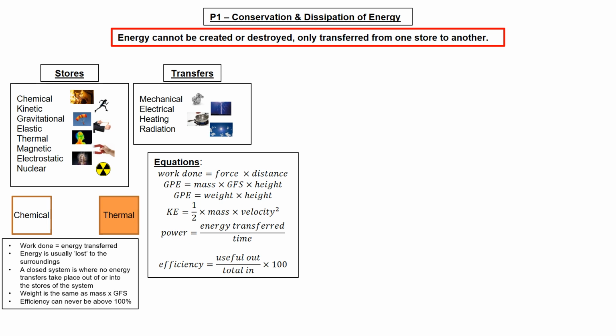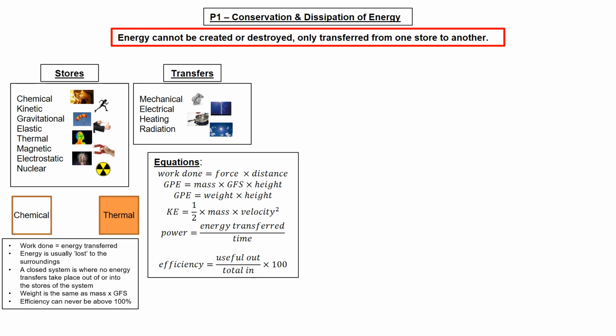We've also got weight being the same as mass multiplied by gravitational field strength. More on that later on in paper 2 stuff. You'll also note that efficiency can never be above 100%. If you've got an efficiency that's greater than 100% from calculations, usually what we're seeing there is an error where you've got the total and the useful upside down. So if you flip the numbers, then you should get the right answer.